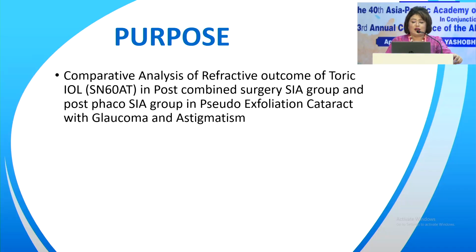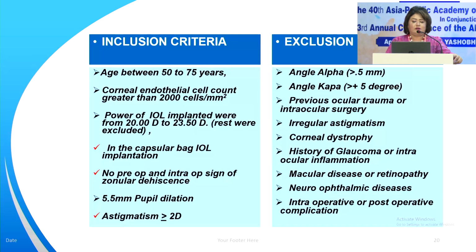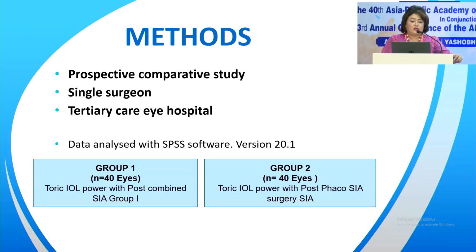So this is a comparative analysis of refractive outcome of toric IOL in post-combined surgery SIA group and post-Phaco SIA group in pseudoexfoliation cataract and glaucoma and astigmatism in our hand. The most important inclusion criteria is no pre-op and intra-op sign of zonular weakness, 5.5 dilatation, astigmatism more than 2 diopter. This was a prospective comparative study, single surgeon, tertiary eye care. Group 1 was 40 eyes, toric IOL with post-combined SIA. Group 2, 40 eyes, toric IOL power calculated with post-Phaco SIA only.